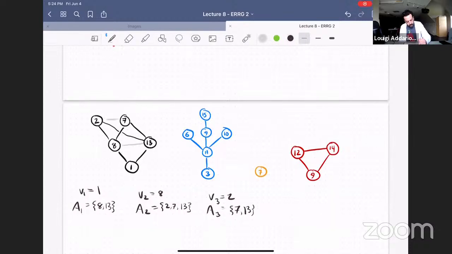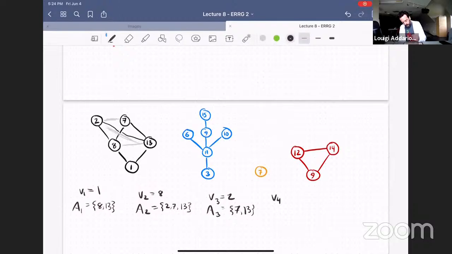It didn't matter whether this edge was present or not for that step, and it also didn't matter whether this edge was present or not, right? Any edge from V3 to the rest of A2 doesn't change the process. Those are already activated vertices. Okay.